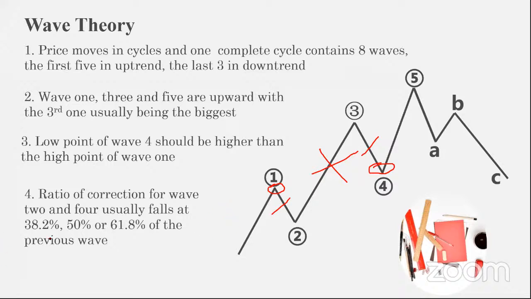So we know the ratios are based on the golden section or the Fibonacci ratio, right? Fib ratios. So yes, you can see the phenomenon in the wave theory. The correction for wave 2 and 4 might fall at these ratios, okay? So this is the basics about wave theory.